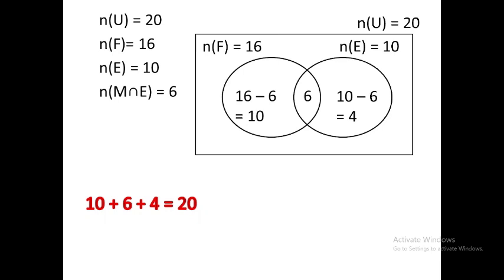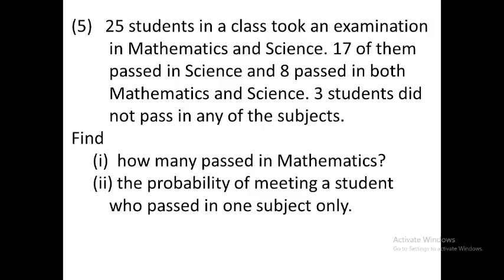Let's take the next question, which is 1999. What do we have there? In 1999 it says that 25 students in a class took an examination in mathematics and science. This is very critical. You look at it, it is very simple. You need to understand the question and solve it. It says 17 of them passed in science and 8 passed in both mathematics and science. 3 students did not pass in any of the subjects.